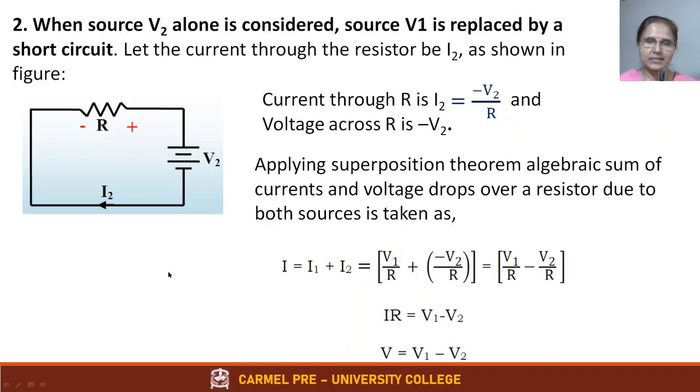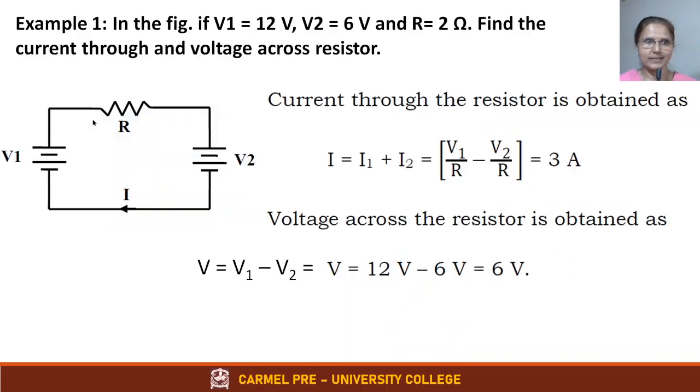This is the simplest network. So for the same network, we'll take values for voltage V1 and V2 and R and see how to find the values of current through resistor and voltage across the resistor. That is another example. So in the figure, if voltage V1 was 12 volts, V2 was 6 and resistor R is 2, find current through and voltage across the resistor. Same kind of circuit we discussed just now.